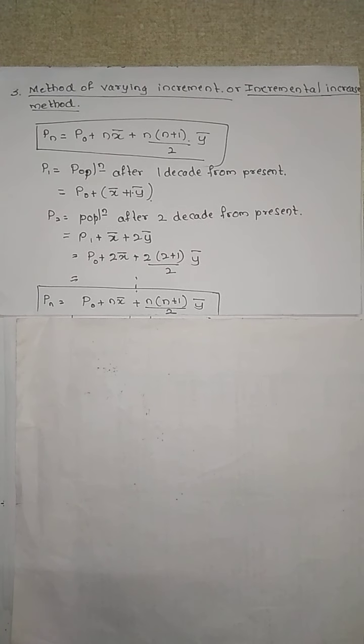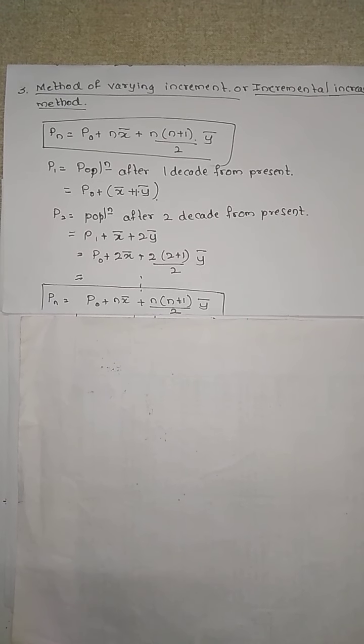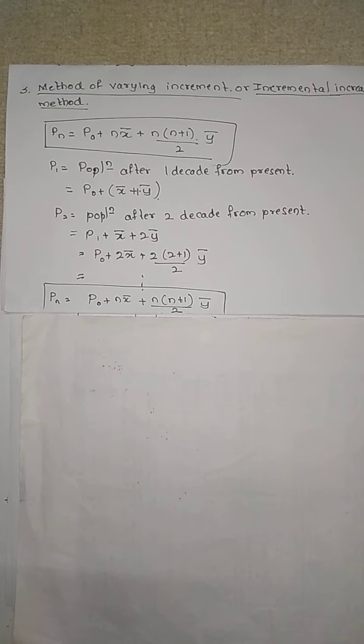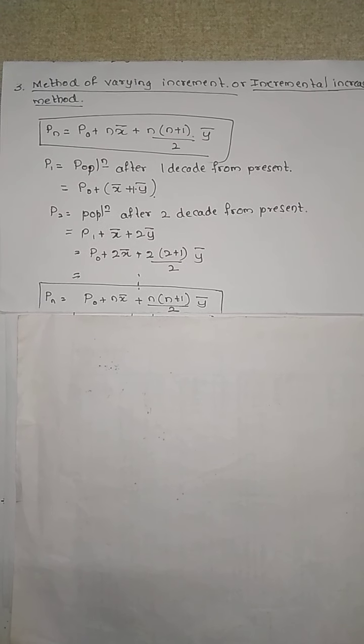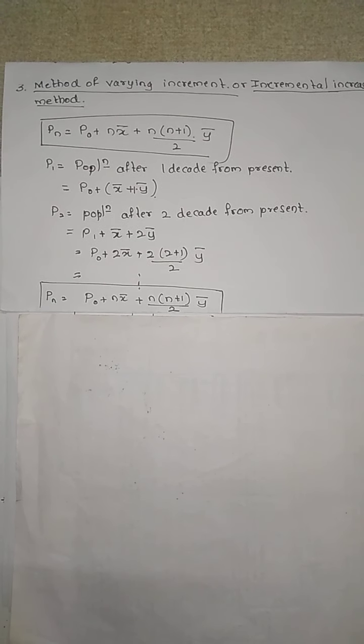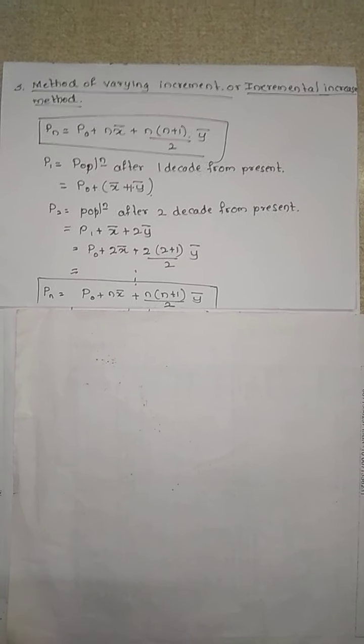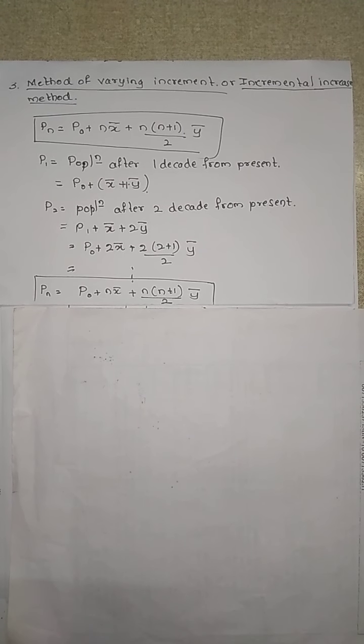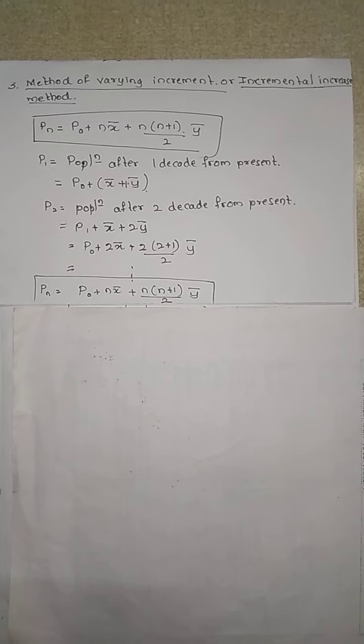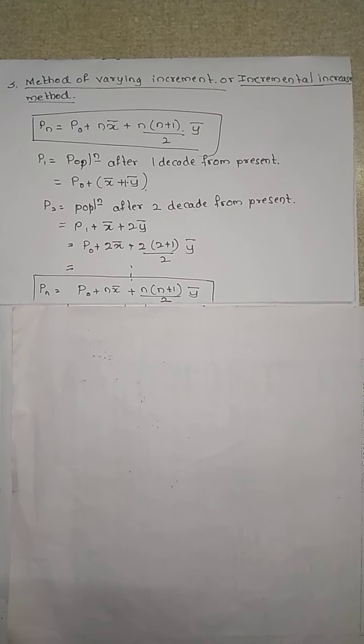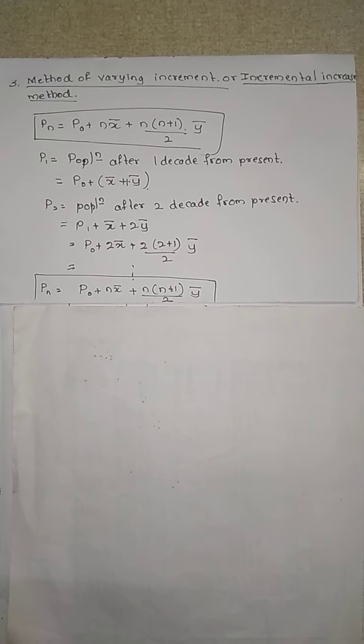In the last classes, we have discussed two methods of population forecasting, that is the incremental or arithmetic increase method and the geometric increase method. In today's class, we will be concentrating our study on the determination of population forecasting by using the incremental increase method or the varying increment.